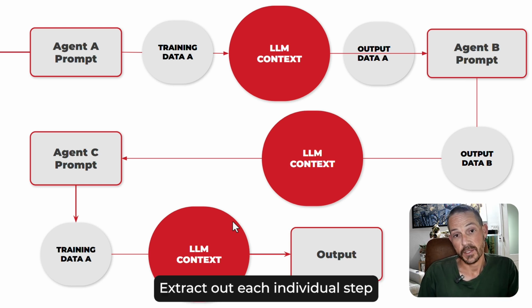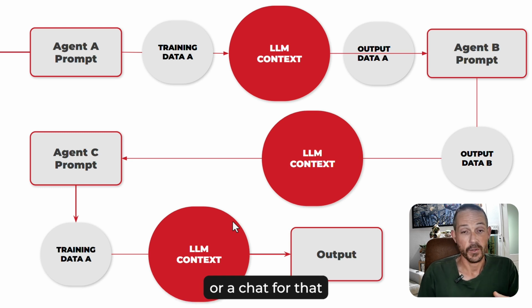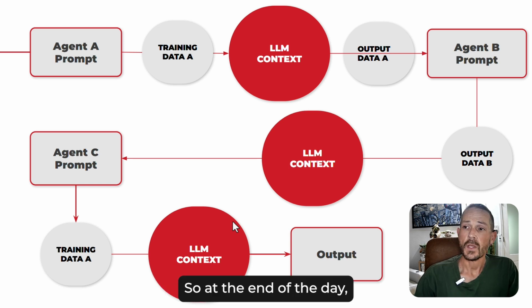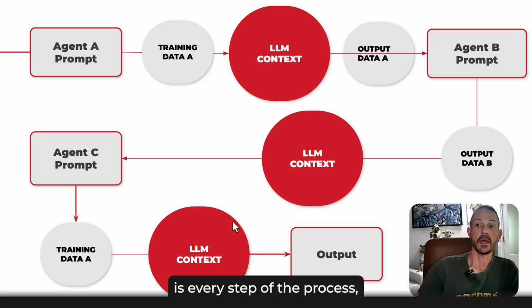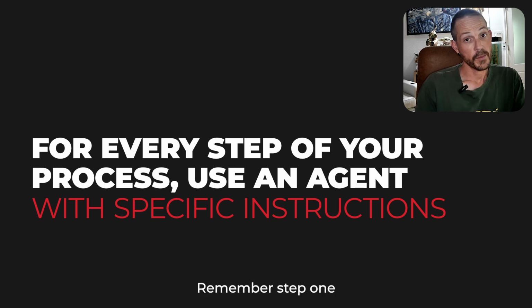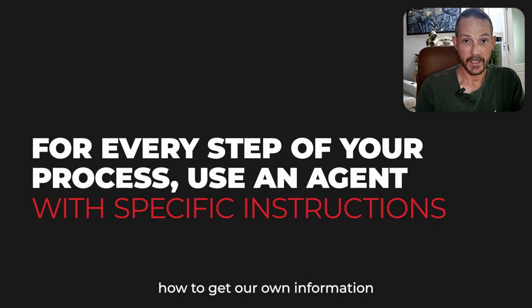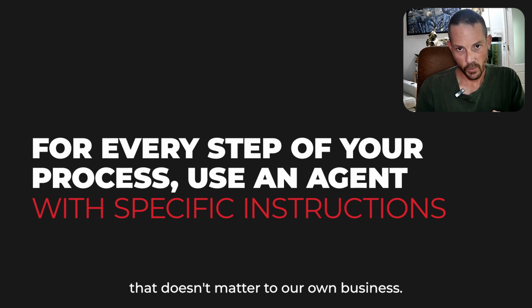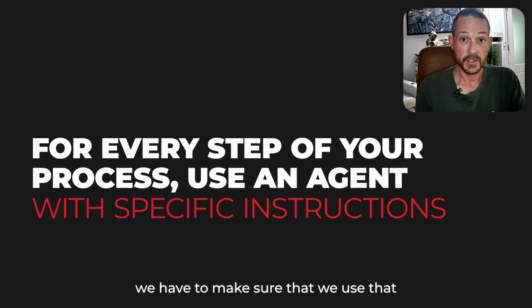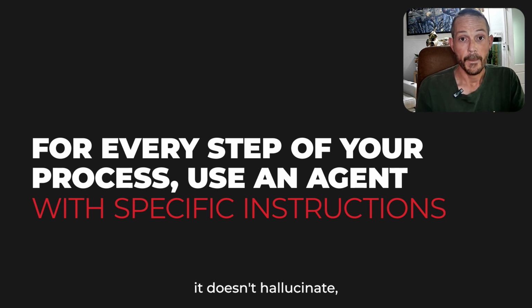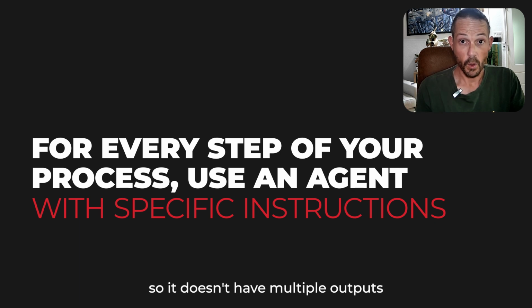Extract out each individual step of what you're doing and then create an agent or a chat for that, so you can actually manipulate the variables that you're running. At the end of the day, what we have to understand is every step of the process using an agent with specific instructions. Remember, step 1, we have to understand how to get our own information into the LLM and not let it use context that doesn't matter to our own business. Number 2, we have to make sure that we use that grounding and specific instructions to make sure it doesn't hallucinate, giving it the level of instructions and context in the prompt so it doesn't have multiple outputs to choose from.